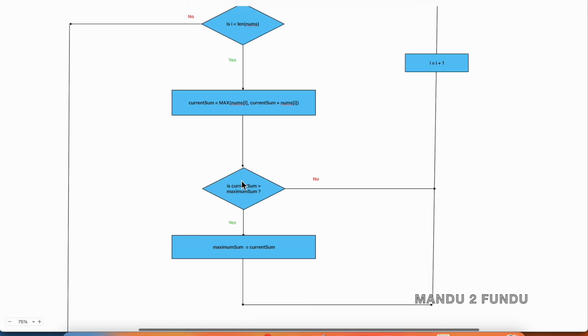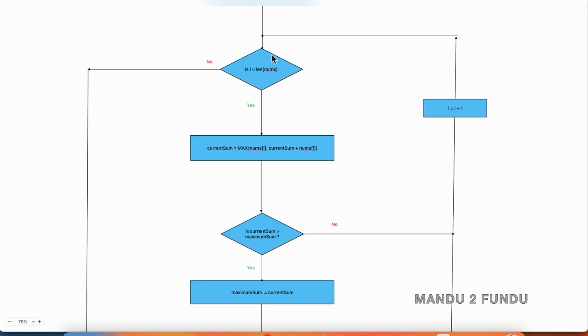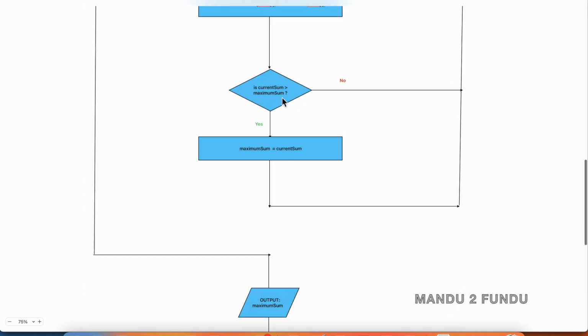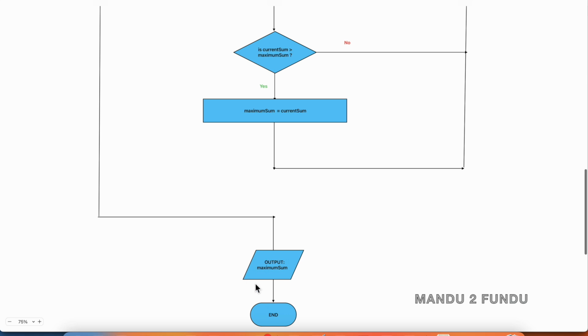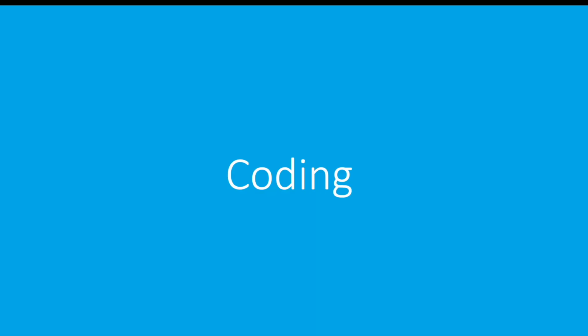Next, we check whether the current sum is greater than the maximum sum computed so far. If that is true, then we update the maximum sum. Otherwise, we proceed to process the next element. We repeat this until we process all the elements in the input array, and then finally we return the value in the maximum sum as the output. Let's move on to coding.